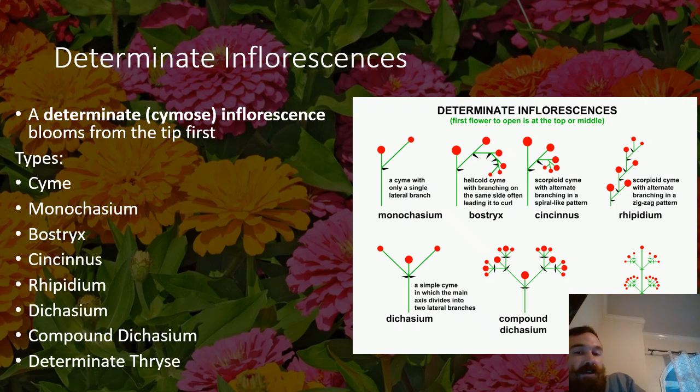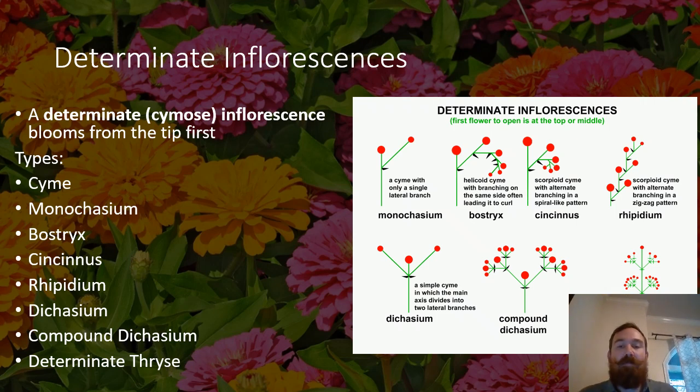Determinate inflorescences I'm not going to talk quite as much about. Determinate means that that terminal bud, the bud at the very end of the shoot, actually blooms first. So they bloom from the tip back, essentially, right? So they're going to grow a flower, they're going to bloom, they're going to branch, they're going to bloom, they're going to branch, they're going to bloom.